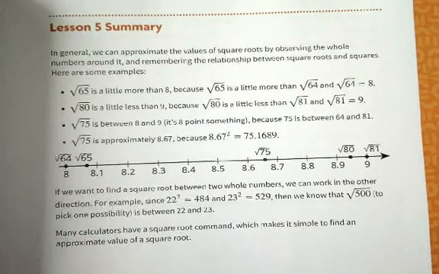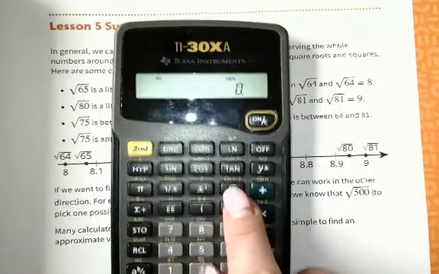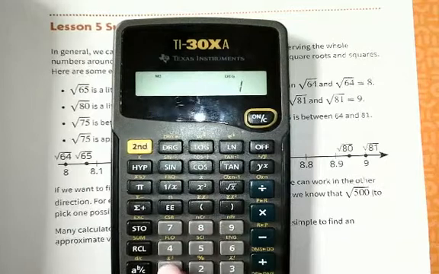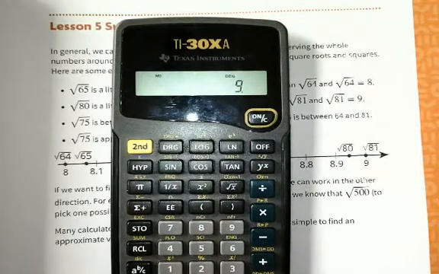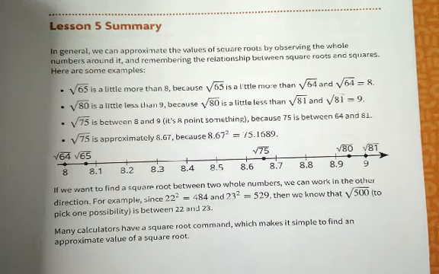It also does talk about here, many calculators have a square root command, which makes it simple to find an approximation. On my calculator, there's a square root button right here. So on mine, I would type in 81 square root, and it would give it to me. Okay? Other calculators are different. If you need help with your calculator, please let me know.